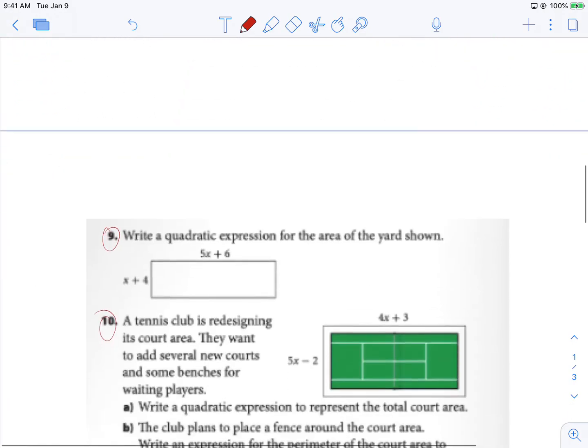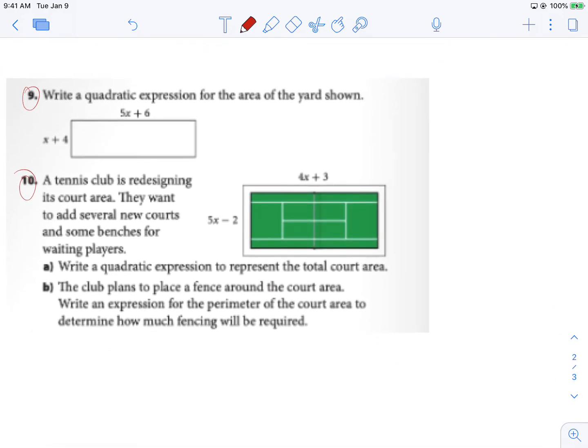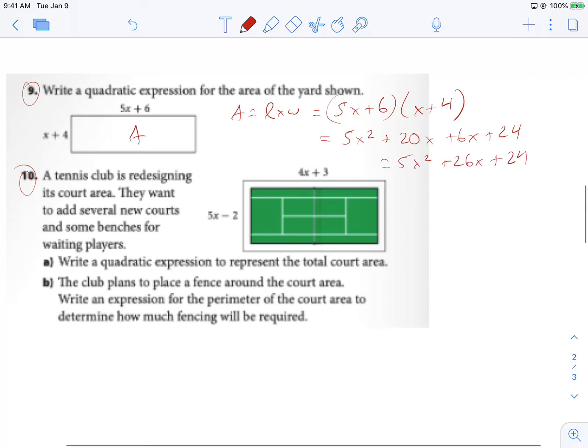Okay, and then we're going to skip all the way to number 9, and we're going to do area again. Remember, area is just length times width, so we get 5x plus 6 times our width, which is x plus 4, and we'll get 5x squared plus 20x plus 6x plus 24. 5x squared plus 26x plus 24 is our final answer.